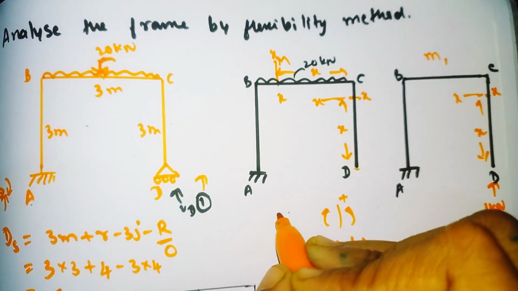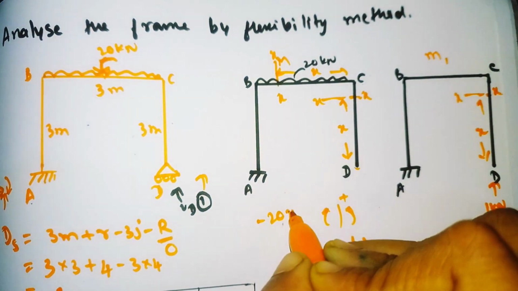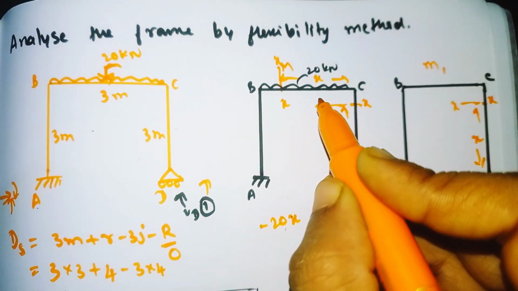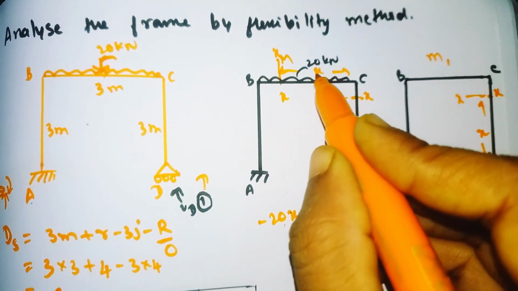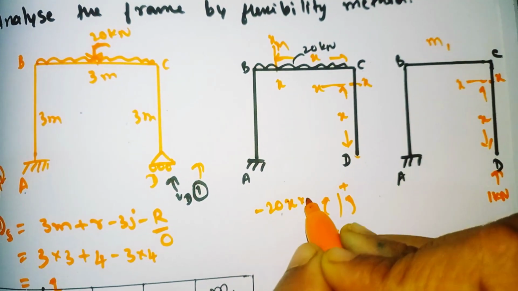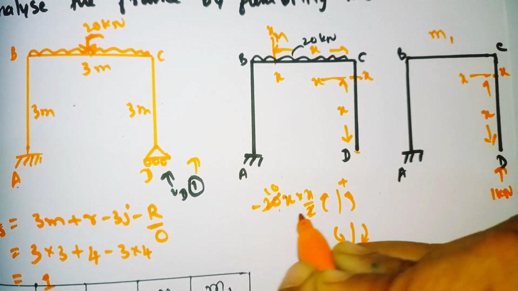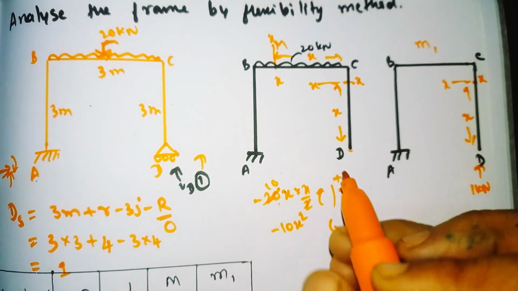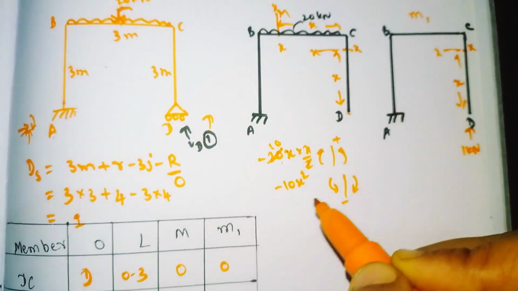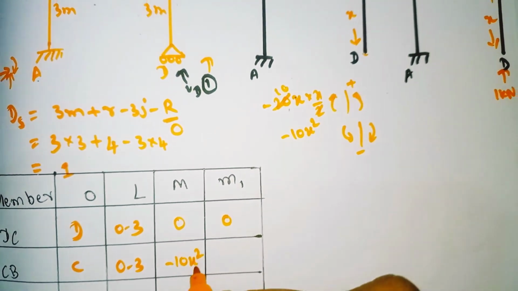So it comes like this, downward we need to take the negative, minus. So 20 into x, at a distance of x. The UDL always acts at a distance of L by 2, and L by 2 here is x divided by 2. So it becomes minus 10 x square. M for CB is minus 10 x square.